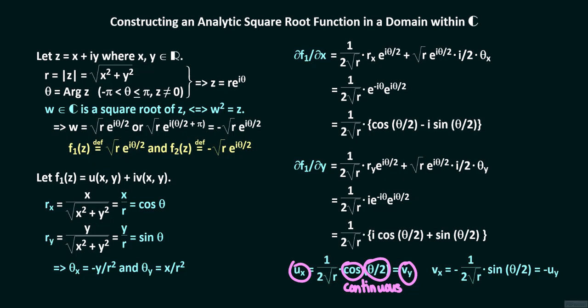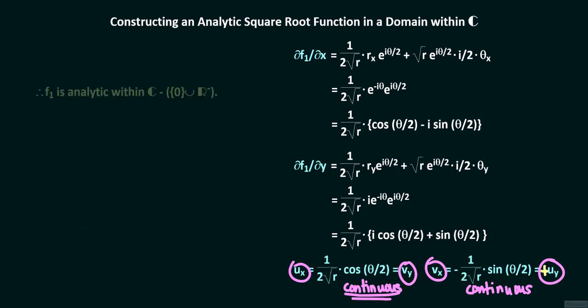So the product 1 over 2 times the square root of r times cosine of theta over 2, and therefore u sub x and v sub y, are continuous within the domain of f sub 1. Similarly, v sub x and minus u sub y, which equal minus 1 over 2 times the square root of r times sine of theta over 2, are continuous, as is plus u sub y, within the domain of f sub 1. Therefore, the partial derivatives of u and v are continuous. And along with satisfying the Cauchy-Riemann equations, we conclude that f sub 1 is analytic within its domain.